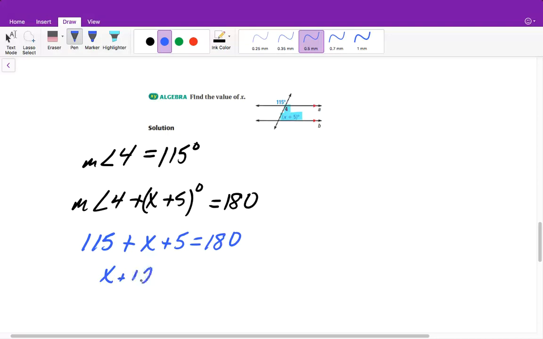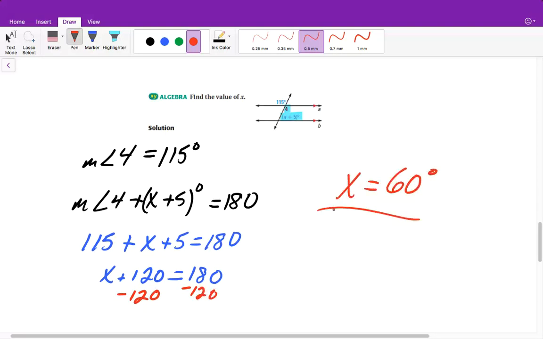So x plus 120 is equal to 180. We subtract 120 from each side. That means that x is equal to 60 degrees. All right, so we're finding the value of x. We used our rules that we just learned before to say these must be supplementary. We used the rule that we learned before that these are vertical, so we know that they are equal, and we can go ahead and solve.